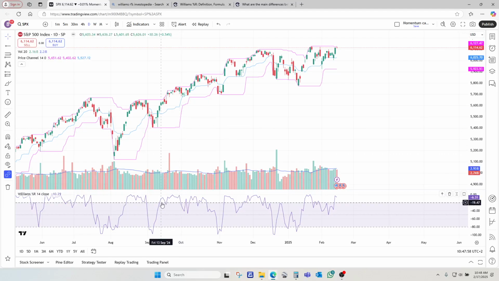The opposite is to go short when this crosses below the -20. As you can see in this case, it crossed below and then it went up. So you have to analyze a little bit because this indicator gives a lot of false signals. So in some cases like this, it worked perfectly.